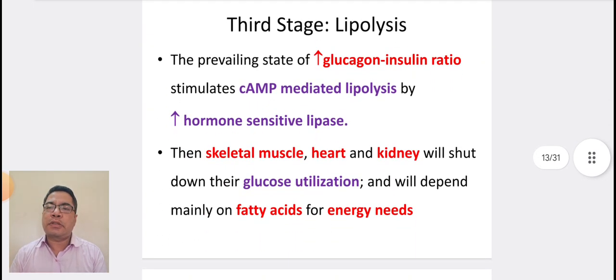Coming to the third stage, lipolysis. The prevailing state of increased glucagon to insulin ratio stimulates cyclic AMP mediated lipolysis by increasing hormone sensitive lipase. Then the skeletal muscle, heart, and kidney will shut down their glucose utilization and will depend on fatty acids for energy needs.